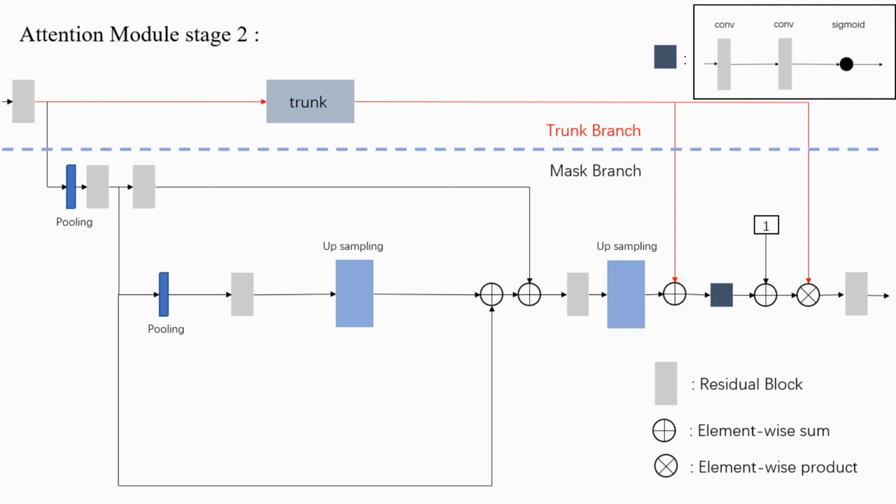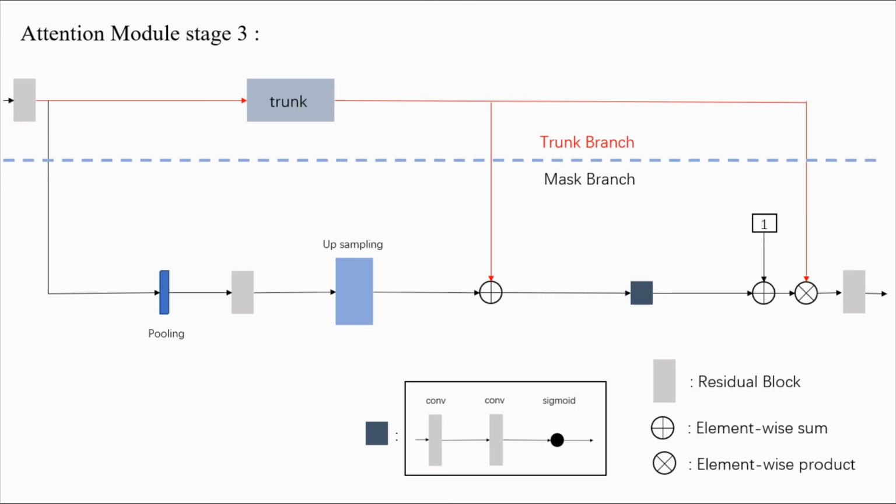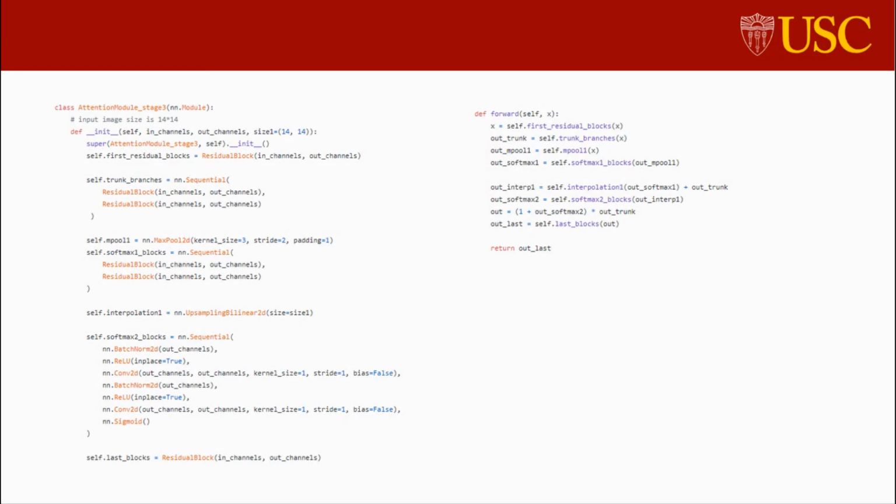And here is the structure of the attention module stage 2. The difference is that there are only 2 downsampling and 2 upsampling in the mask branch. Here is our code to implement it. And here is the structure of the attention module stage 3. The difference is that there are only 1 downsampling and 1 upsampling in the mask branch. Here is our code to implement it.